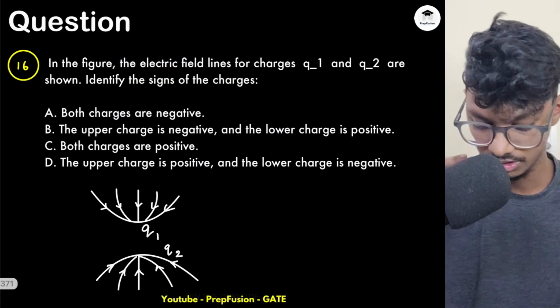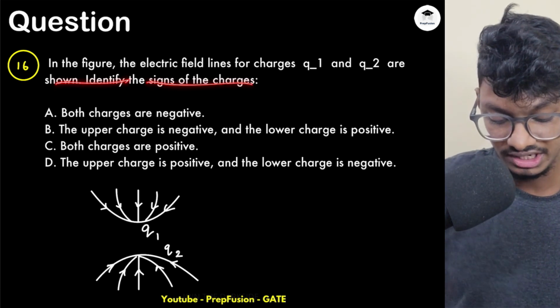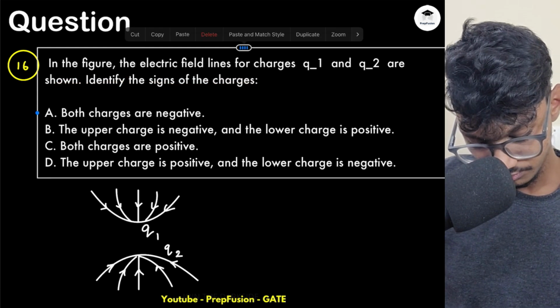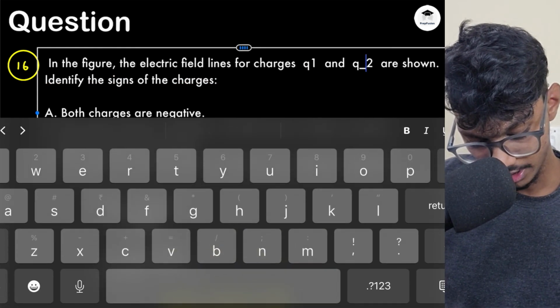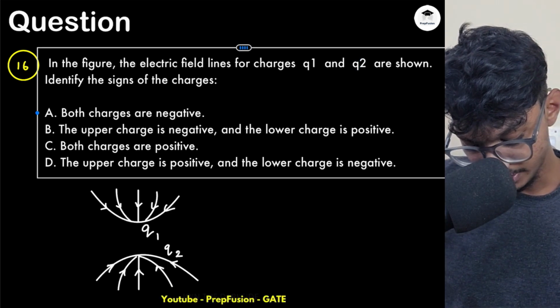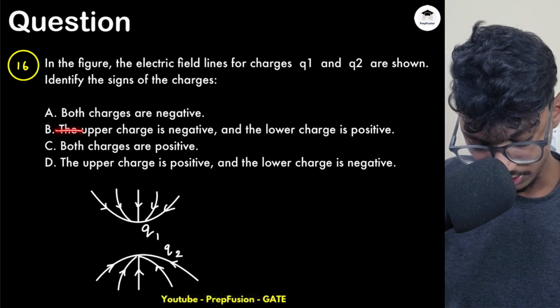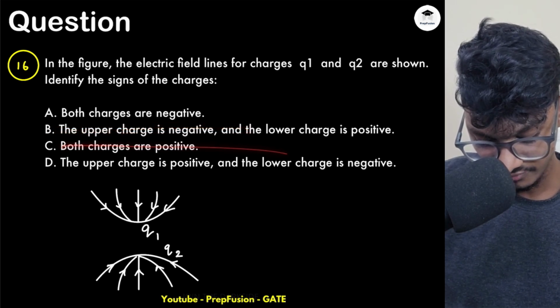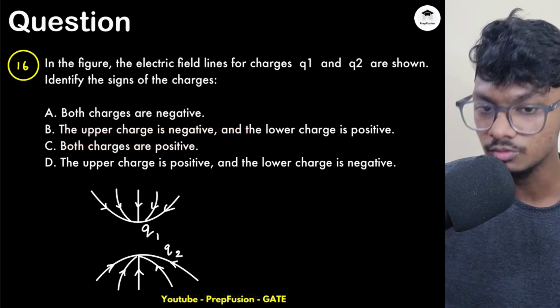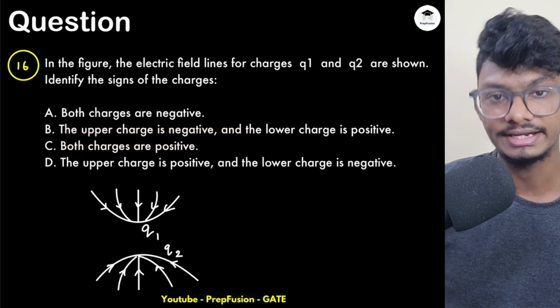So we will do a few questions. In the figure, the electric field lines for Q1 and Q2 are shown. We have to identify the sign of the charges. Options: both are positive charges; the upper charge is negative, the lower is negative. Just pause the video and try to do it by yourself. We have to identify the sign of the charges.